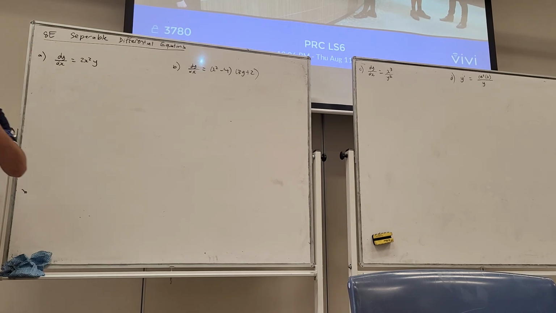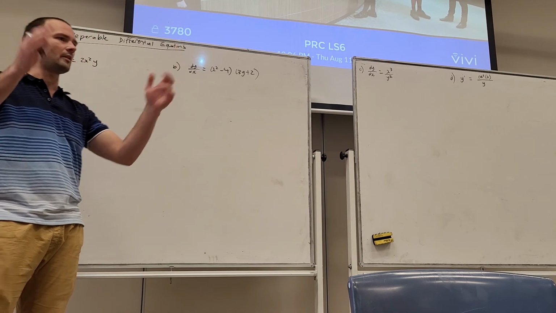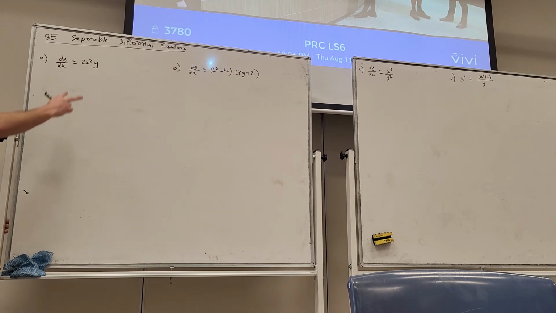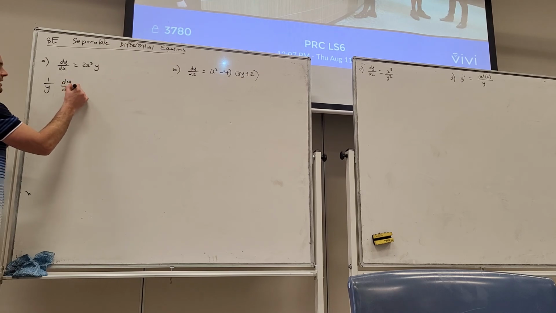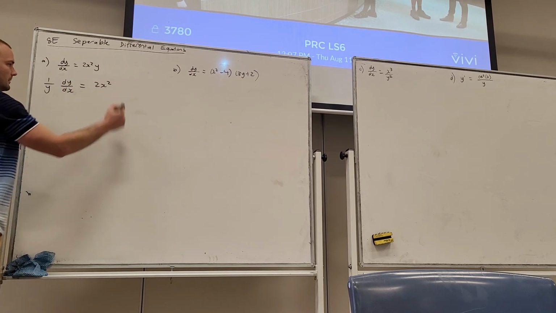When we say separable, it means we can get the x on one side and the y on the other. So today we're looking at the equations that are separable. We're going to separate them and then find the function that satisfies this differential equation. So, get the x on one side, the y on the other. Here I'm going to divide both sides by y, so 1 on y, dy on dx is equal to 2x squared.